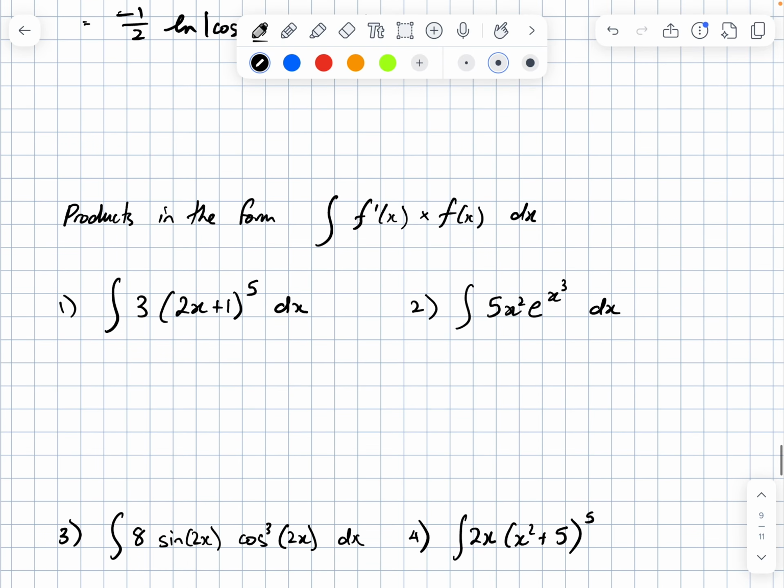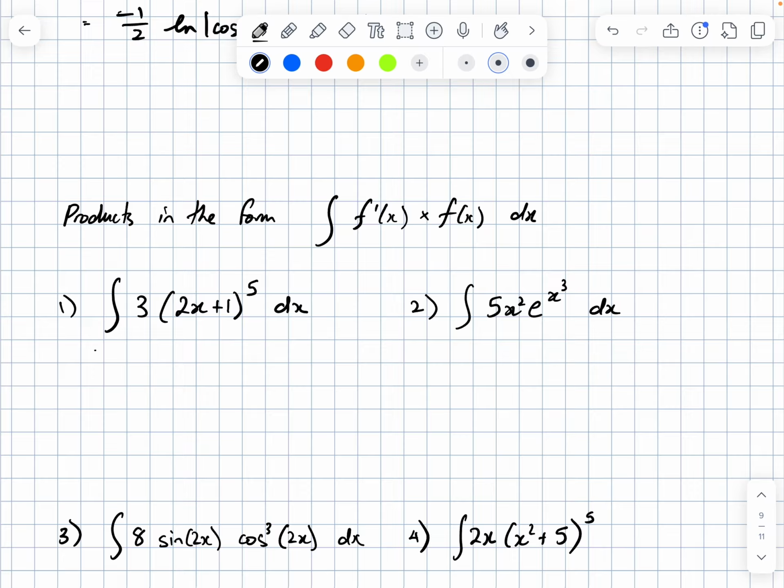Okay, so those are our quotients, but we can also get products. If you get a product that's in the form a derivative times a function, then we can sort of do the same thing as before. We can integrate the main function and then divide by its derivative, and they'll give us our answer. Now the first one's sort of like that, but it's a bit of a simpler case.